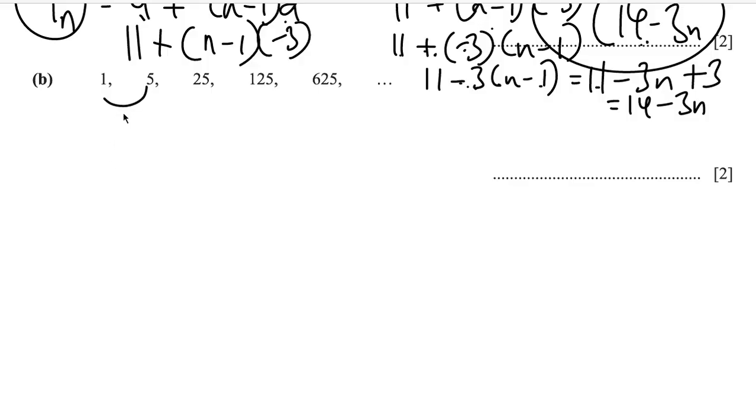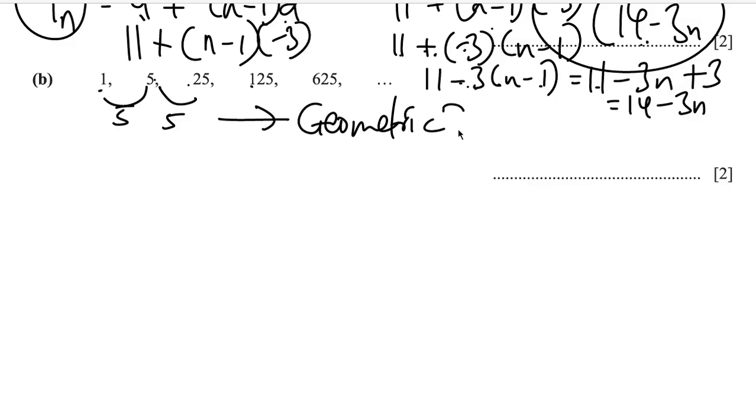There's a constant multiplication. There's a constant ratio. 5. 1 times 5, 5. 5 times 5, 25. 25 times 5, 125. You see that? And that leads us to what we have as the geometric sequence, right?